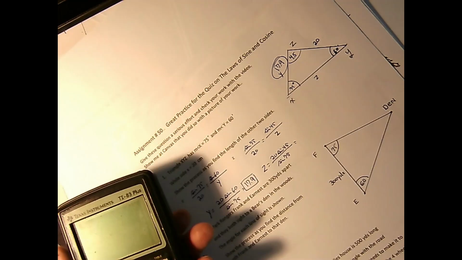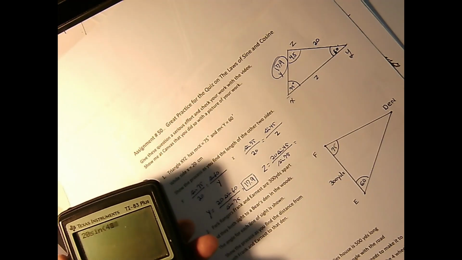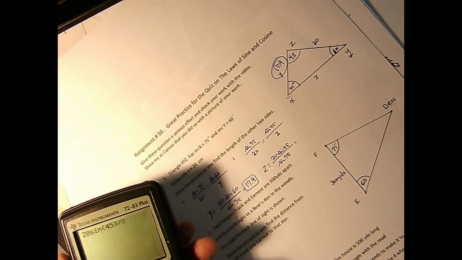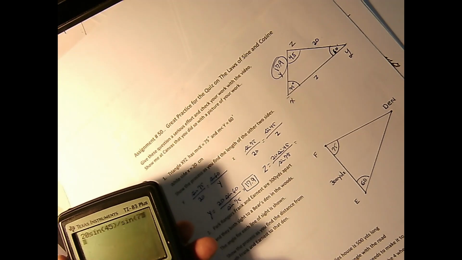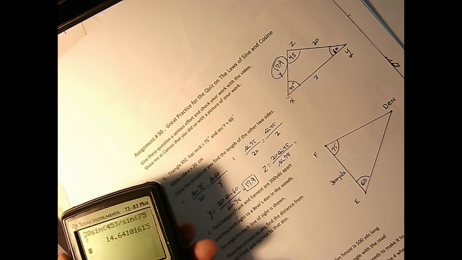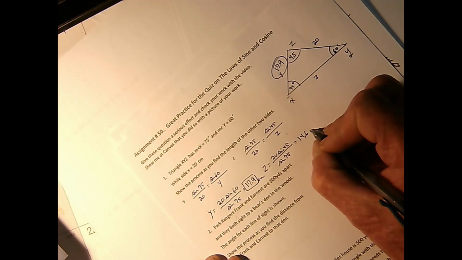But you would calculate it for me. 20 sine 45 divided by the sine of 75. Now coming up with that being 14.6. These are all centimeters, aren't they? Yeah, because that was centimeters, this would have been centimeters, and that would have been centimeters as well. I'm not going to fret about the units, but we ought to be cognizant of them.